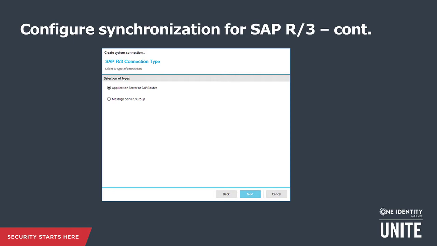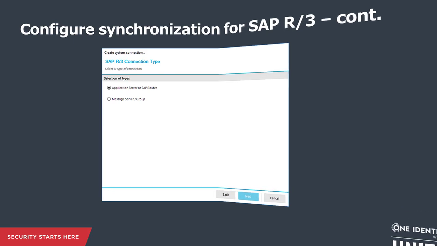Here you can select if you want to connect directly to an application server or access the system via a router, or if you need to connect through a messaging server. In most cases, it will be the application server, so it is a direct connection. If a message server is used, you will get the detailed information from the SAP basis administrators.